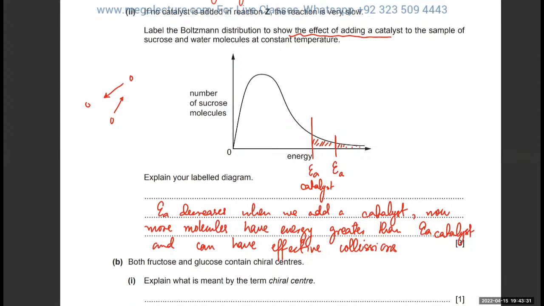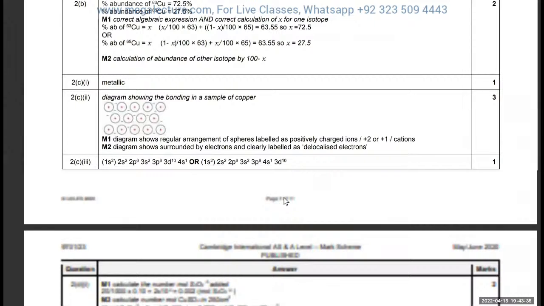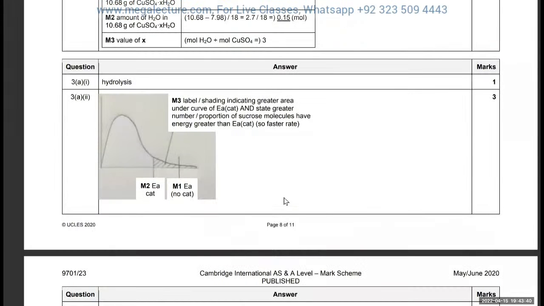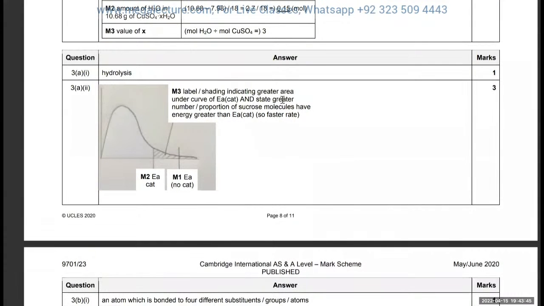Let me just check how they explained this. I think it was, where's the explanation? Greater number of sucrose molecules have energy greater. I mean, that's all you had to describe. And we pretty much did all of that.